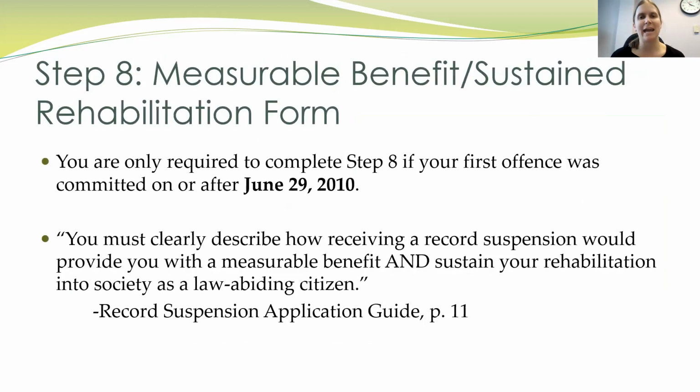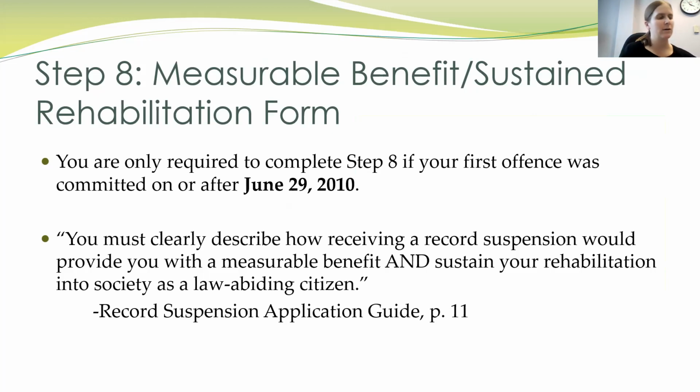So step 8 is the Measurable Benefit and Sustained Rehabilitation Form. You're only required to complete step 8 if your first offense was committed on or after June 29th, 2010. In this step, the Parole Board of Canada says, you must clearly describe how receiving a record suspension would provide you with a measurable benefit and sustain your rehabilitation into society as a law-abiding citizen.